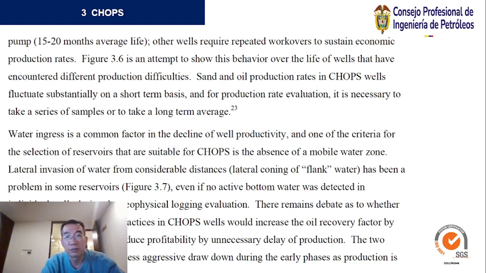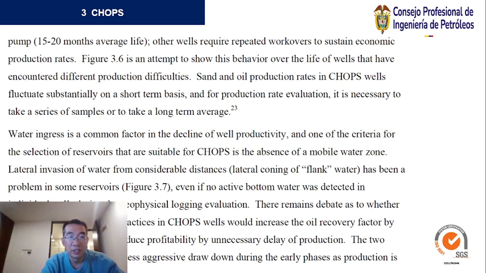Other wells require repeated workovers to sustain economic production rates. Figure 3.6 is an attempt to show this behavior over the life of wells that have encountered different production difficulties. Sand and oil production rates in CHOPS wells fluctuate substantially on a short-term basis, and for production rate evaluation, it is necessary to take a series of simple or weighted averages, or to take a long-term average.